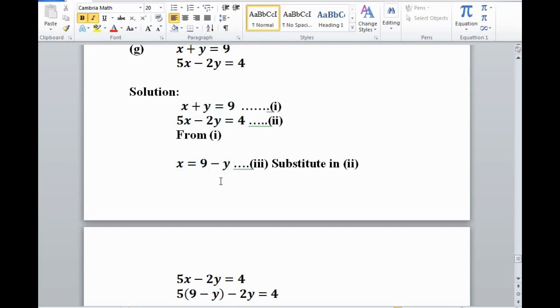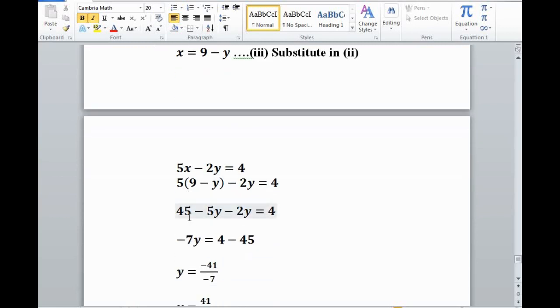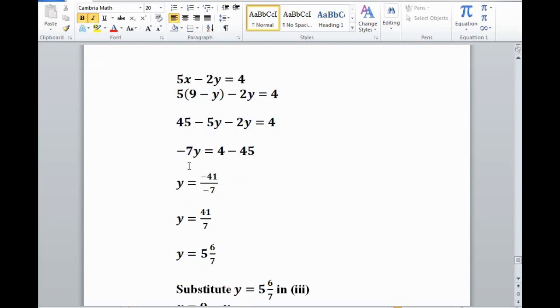minus y. So let's name this equation as equation 3 and substitute the value of x, which is 9 minus y, in equation 2. Equation 2 is 5x minus 2y equals 4. Now what is x? It's 9 minus y. So this equation becomes 5 into 9 minus y, minus 2y equals 4. 5 times 9, 45, and 5 times negative y, negative 5y, negative 2y equals 4. Negative 5y, negative 2y is negative 7y.